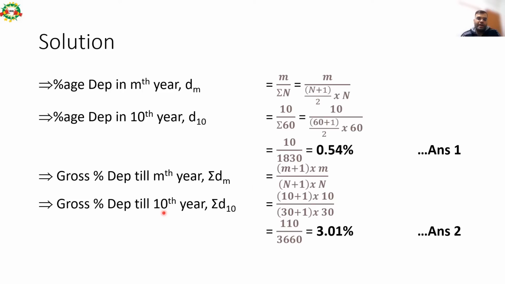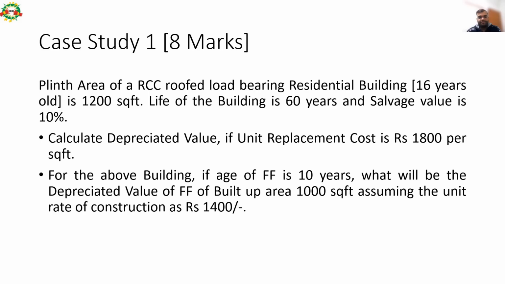And if you want to calculate cumulative depreciation till the 10th year, then we use this formula: m plus 1 multiplied by m, which is the age of the building, divided by n plus 1 into n, which is the life of the building. So that will give us 3.05. So first, second, third, fourth, fifth, sixth, seventh, eighth, ninth, 10th. So total depreciation till the 10th year will be equal to 3.01%.